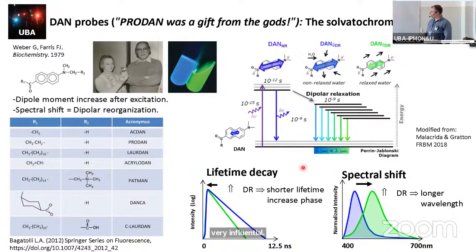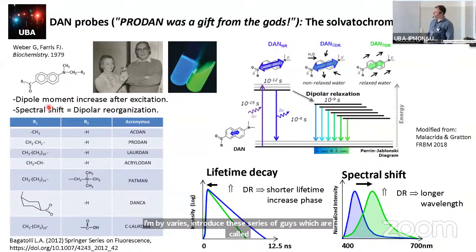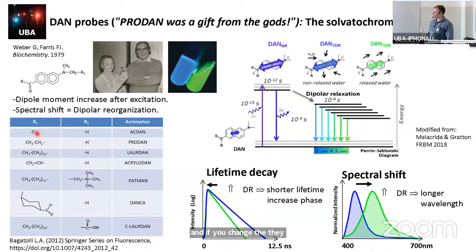I don't need to introduce much about these dyes, but as I mentioned before, Gregorio Weber and Ferris introduced this series of dyes, which are called dimethylaminonaphthalene. And if you change the R group here, you can give different affinities for the structure. And with the methylene group, it's called ACDAN. It doesn't have any affinity for membranes, or it has a very poor affinity for membranes. It's outside the membrane.